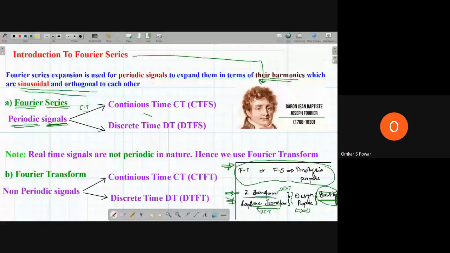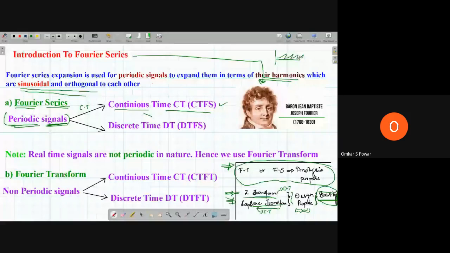Okay, so if Fourier series is applied to a periodic signal, it is known as continuous time Fourier series, and you can apply it only to a periodic signal. You can't apply it to a non-periodic one. So what is periodic? Which repeats. You see my drawing there, which repeats continuously.